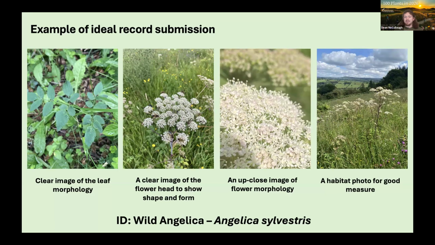The third photo is a little bit dramatic. You don't really need this, but you might need it for other species. It's just a close-up image of the flower. And then the fourth photo, which people often forget, is a habitat photo, just for good measure. And then a verifier could say, yeah, I agree with this. This is Angelica sylvestris. And then it goes onto the map and onto the database.